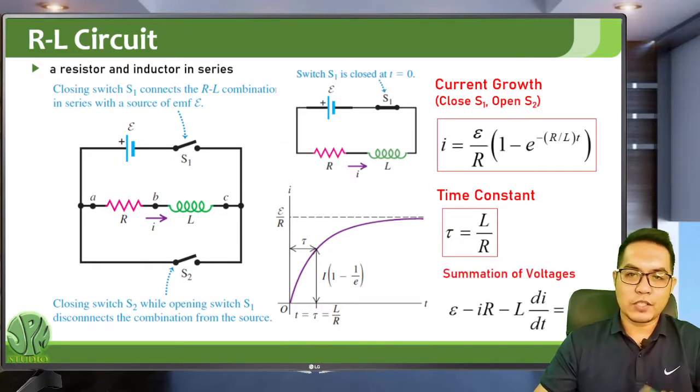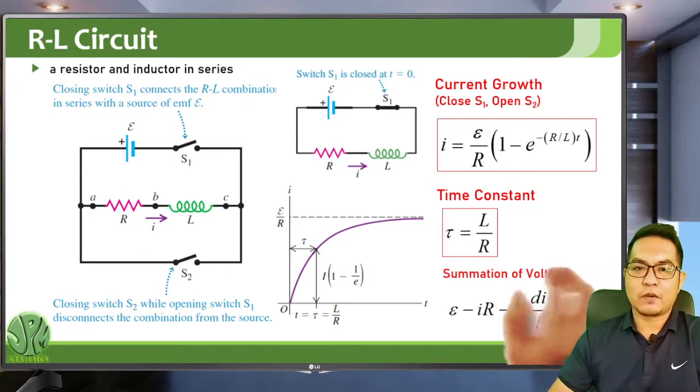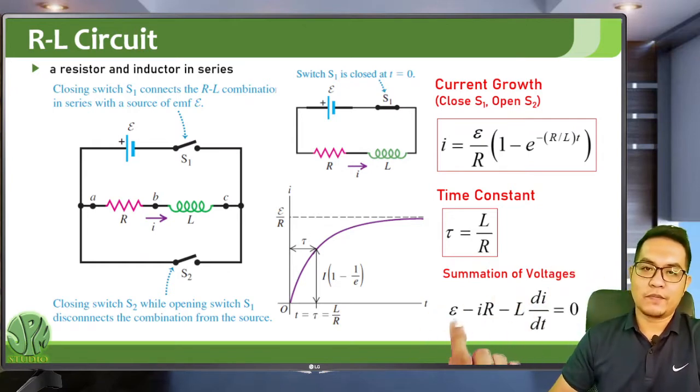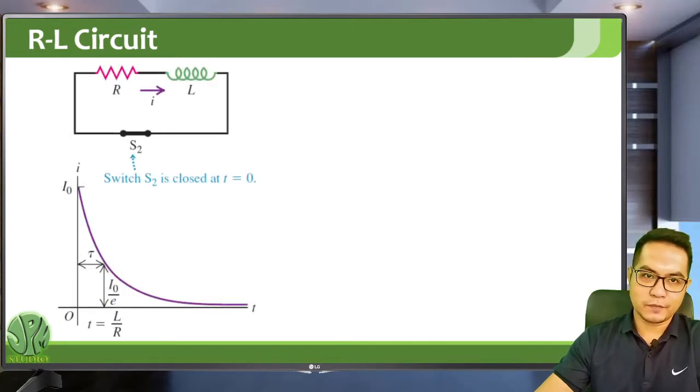So if we use Kirchhoff's loop rule here, the summation of voltages will be like this: EMF minus IR minus L di dt. So in that case, the inductor is charging.